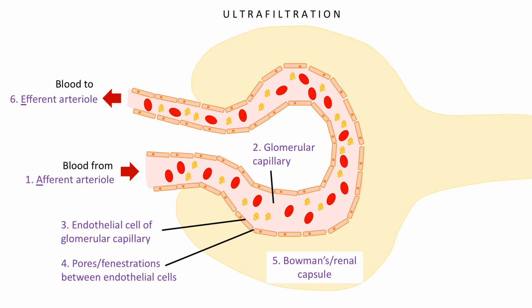Just to note, to help you out with remembering the afferent arteriole and the efferent arteriole, I think the easiest thing is to remember that A comes before E in the alphabet, and so that should help you remember that the afferent arteriole enters the Bowman's capsule, and the efferent arteriole is the one that leaves. Okay, so there are a few structures that we're missing here, so let's add those in.